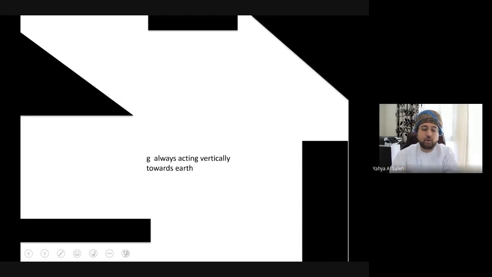Now here's the key point about gravity. Remember, I told you why by the end of this lecture we will go back to doing the example of the free fall. This is the reason. G is the gravitational acceleration, 9.81 meters per second squared. Where does it act? In which direction? It always acts vertically towards Earth. And our friendly neighborhood Spidey is going to help us with this.